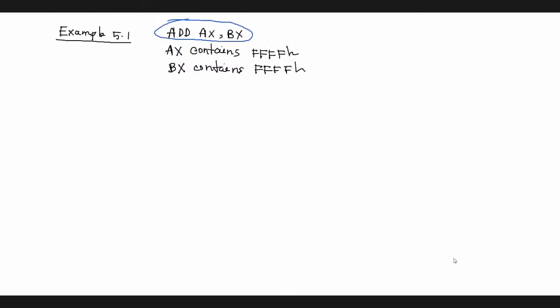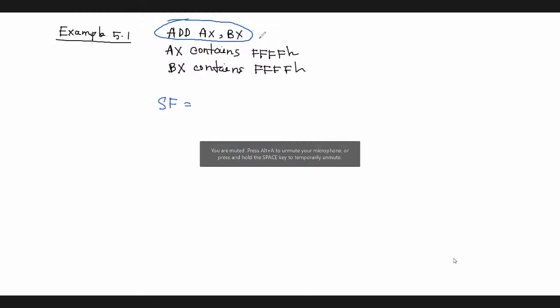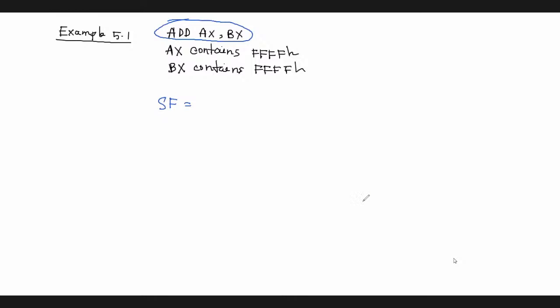Okay, so now after performing the operation, can you tell me what will be the sign flag and why? Please solve it and tell me one by one. Someone please solve it in your khata and tell me one by one what each flag will be. There are 6 flags, and which flag will become what and why.